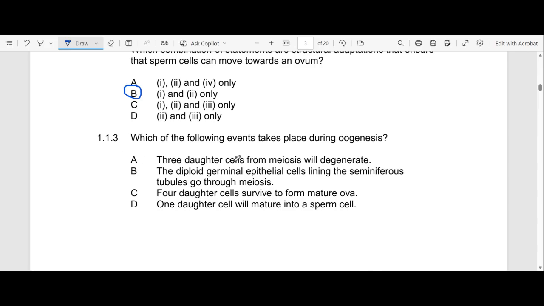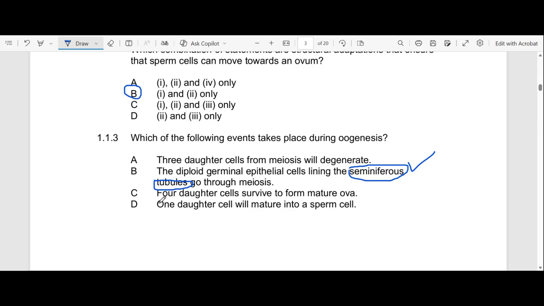A, 3 daughter cells from meiosis will degenerate. Okay, so let's leave this one and look at other options. This one is a possible answer, but we're not saying it's an answer yet because we have to go through other options before choosing an option. Now let's go to B. The diploid germinal epithelium cells lining the seminiferous tubules go through meiosis. Obviously, we know that seminiferous tubules are within the testes in males. And we're speaking about oogenesis. So we remove B.